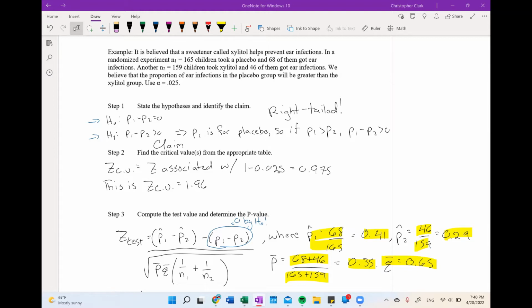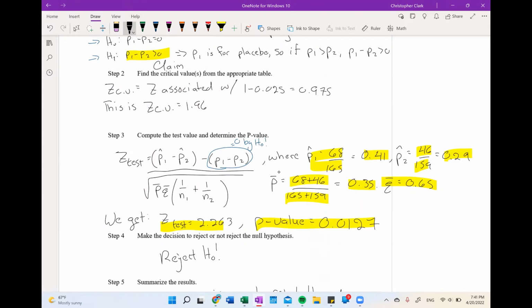And if we think about it, we believe the proportion of ear infections in the placebo group will be greater than the xylitol group. So we believe that the proportion in the first group is going to be greater than the second group. So we believe that P1 is greater than P2, which allows us to pull them both to the same side and have P1 minus P2 is greater than 0. And this is our claim. And this gives us a right-tailed test.